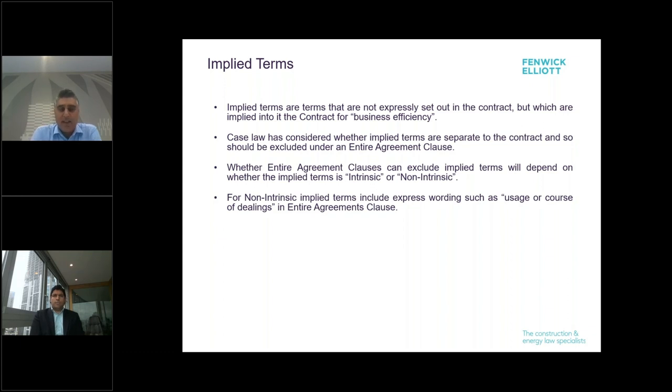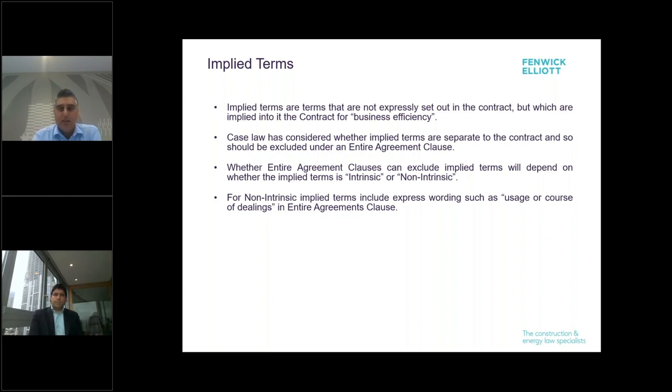Conversely, it would appear that a non-intrinsic implied term, for example, implied terms that arise as a result of a particular trade usage or custom or previous course of dealings, can be excluded by an entire agreement clause. However, in order to do that, you need to use express wording, and I've put some wording there on the slide, maybe something along the lines of usage or course of dealings within that entire agreement clause. However, just bear in mind that what is a non-intrinsic implied term in this context is actually quite unclear.